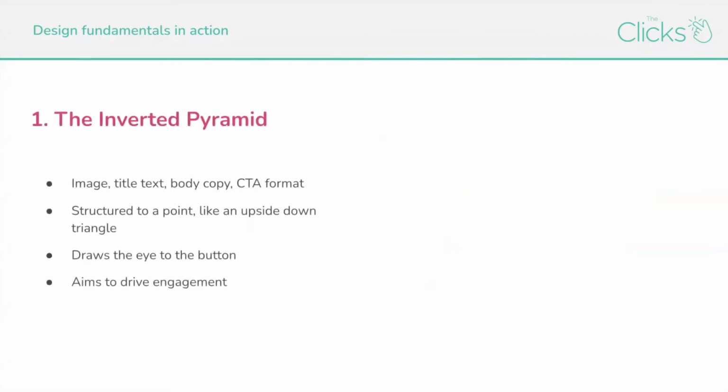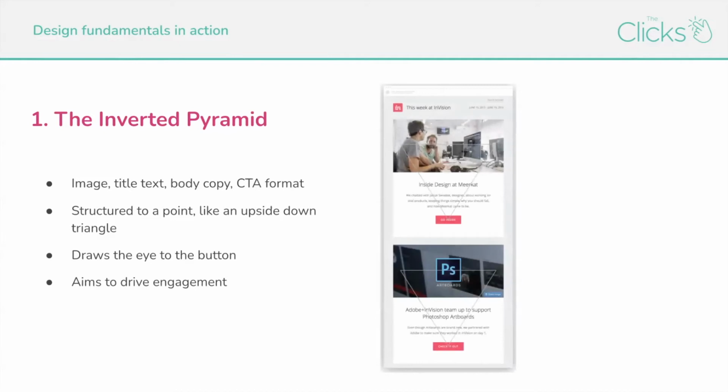So the first one, the inverted pyramid. This is a visual principle that is often used to guide the reader's eye. If you look at this example, you can see the triangle that is leading the reader's eye from the image to that button. It's a visual effect that often starts with an image and then has a title, body copy, and a button that narrows to a point. This aims to draw the user's eye to that button and drive engagement with the thing that you want the user to click on.